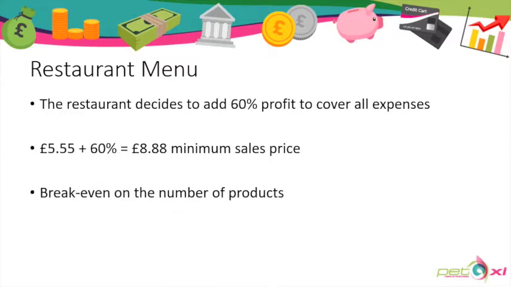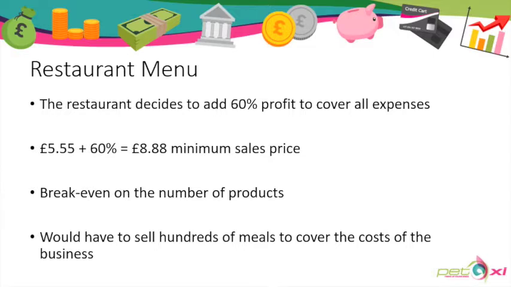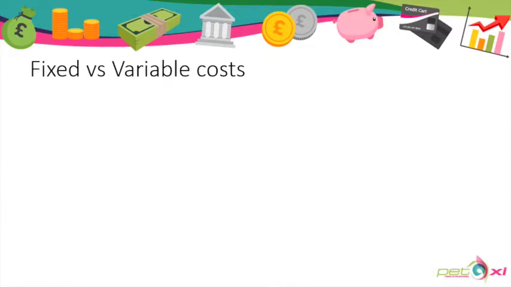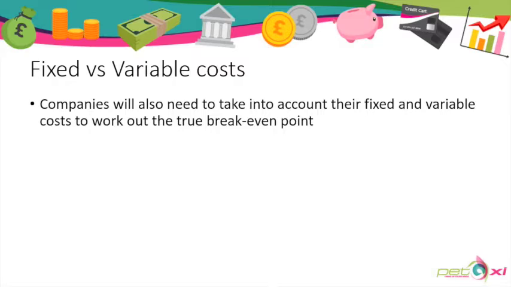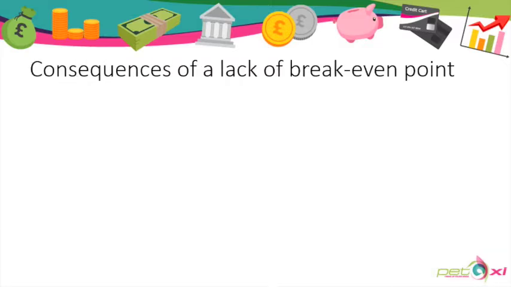Businesses also calculate their break-even on how many products they need to sell. This restaurant, for example, may need to sell hundreds of steak pie and chips to cover the cost of the rent. Selling a small amount at the right profit won't cover the big bills. Companies will need to assess their fixed costs and their variable costs to ensure an accurate break-even point is achieved. Many businesses go out of business because they don't calculate their break-even point and end up charging less money for their products and services than they should.